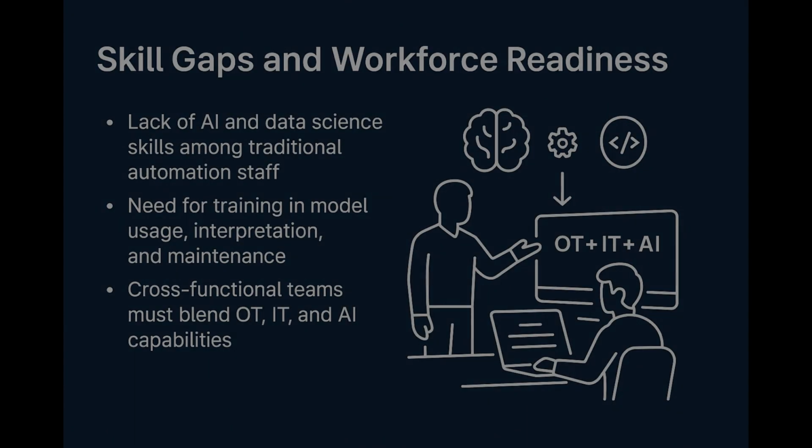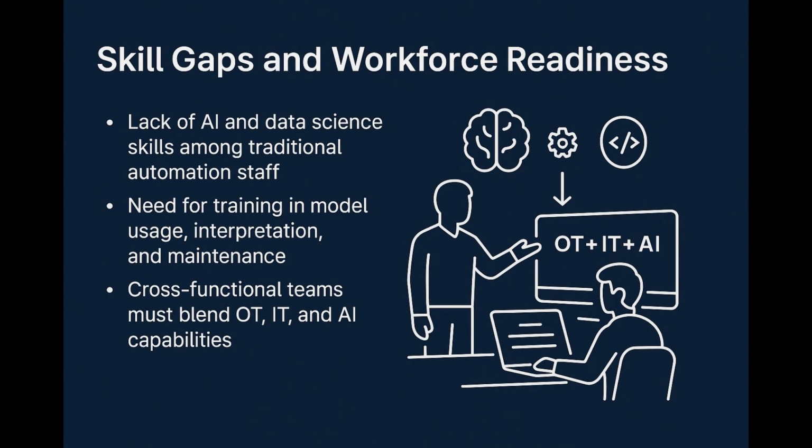As AI becomes an integral part of industrial automation, one of the biggest challenges companies face is bridging the skill gap among their workforce. Traditionally, automation engineers have focused on PLCs, SCADA systems, and other control technologies. But with the rise of AI, there's a growing need for expertise in data science, machine learning, and AI systems. The transition requires upskilling existing staff, ensuring they are comfortable with AI tools, and fostering a culture of continuous learning.